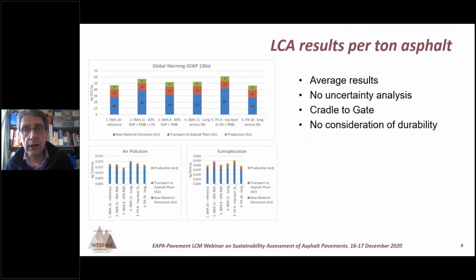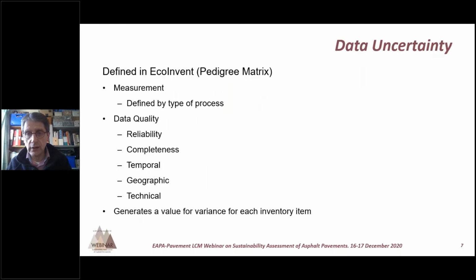TNO undertook the cradle to gate LCA studies for a ton of asphalt and for those three environmental indicators: global warming, air pollution, eutrophication. And you can see that the results are as we usually see them. They're based upon average environmental impacts for the processes within the production of those asphalt mixtures. So there's no uncertainty analysis. They're cradle to gate, and they haven't taken into account those reference service lives, which, as Braccio said in his presentation, is obviously extremely important.